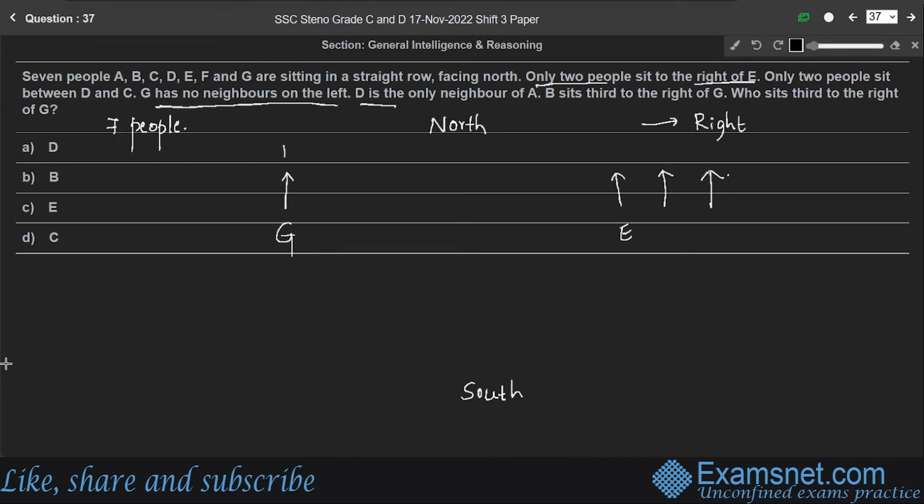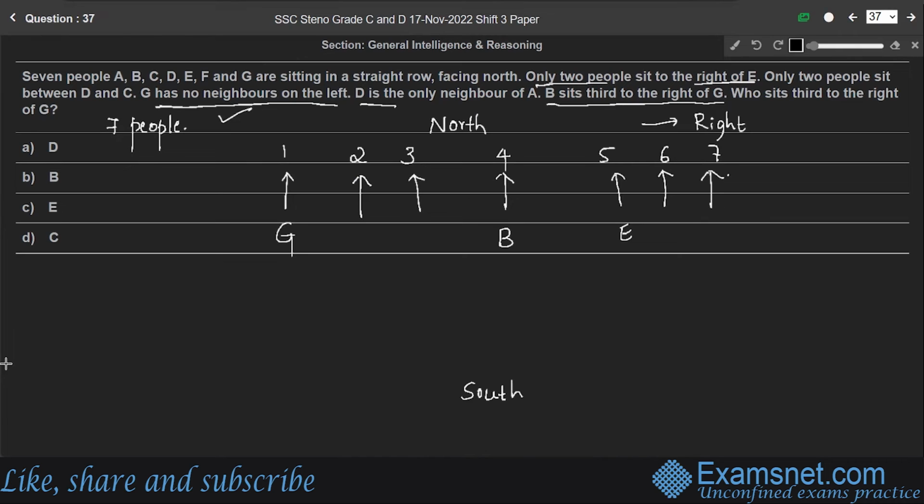If we count the person, 7 people from left to right, so 1, 2, 3, 4, 5, 6, 7. G becomes the first person, so that G has no neighbors. Next point: B sits third to the right of G. That means the first person to the right of G, second person, and B is the fourth person, so that B can accommodate third place to the right of G.